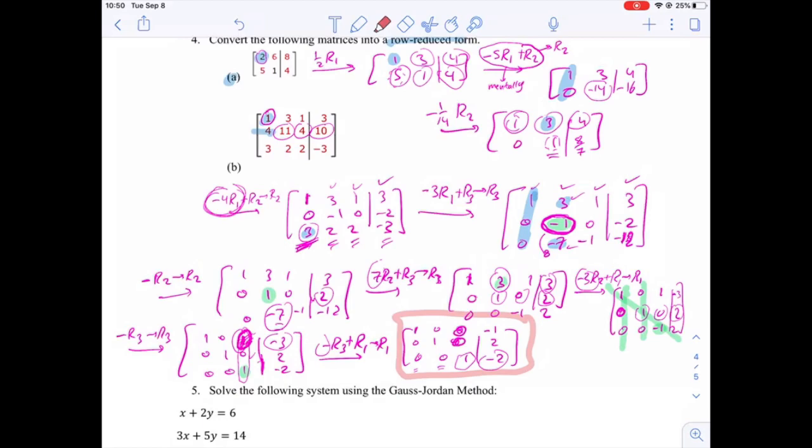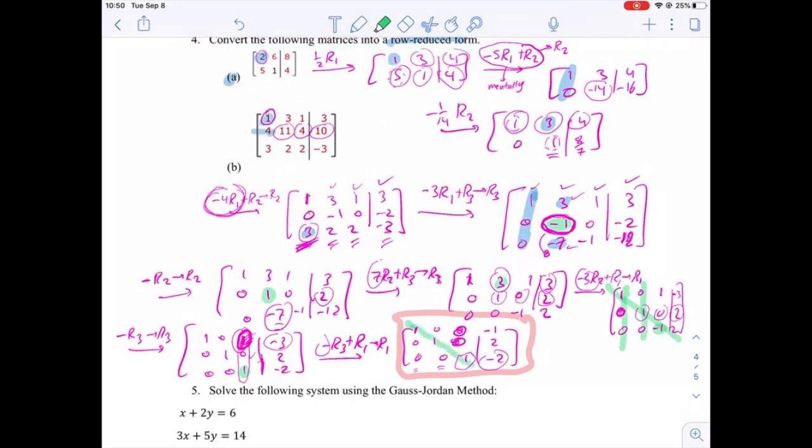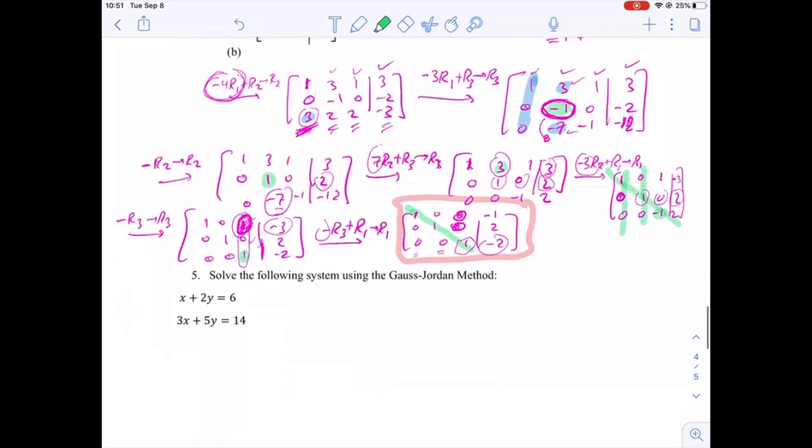But the main thing here is to look at the elements on the main diagonal. They should be 1s, as long as we don't have a row that consists entirely of zeros, and everything else here is 0.